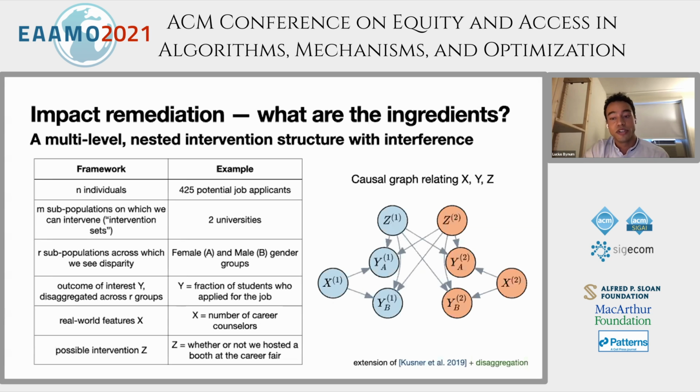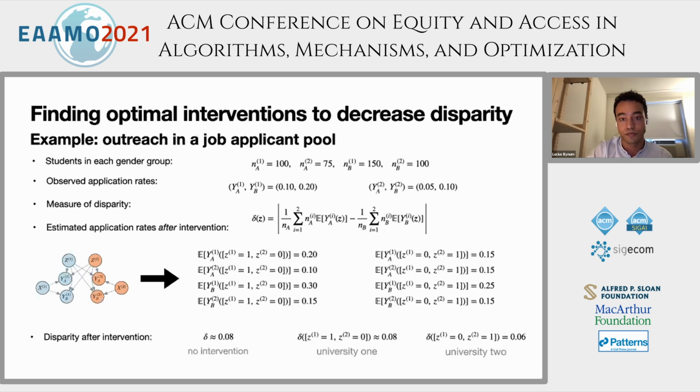So for today's talk, I'm going to restrict the causal model we consider to be one that looks like the graph on the right here, where X and Z have no unobserved confounding or causal relationship between them, and they both affect our outcome Y for each group. We'll also allow for interference here, where the outcomes Y for one unit, one university, depend on the treatment of both units, both Z1 and Z2. So say, for example, these 2 universities partner and they allow their students to attend either career fair. Notice we have a multi-level nested structure here where we care about these N individuals, the 425 applicants across gender, but our intervention occurs at a group level over the M intervention sets, the 2 universities.